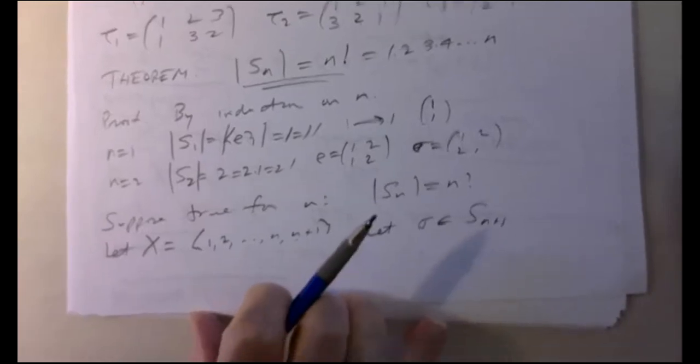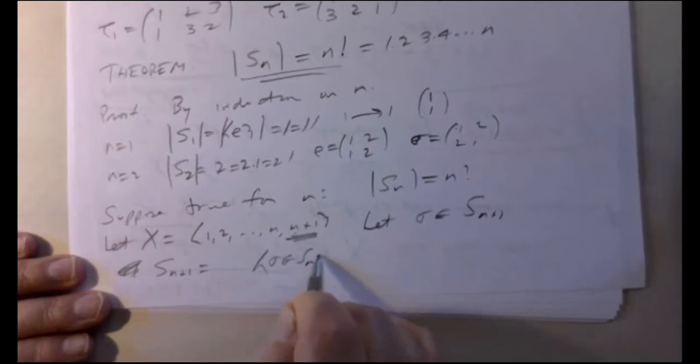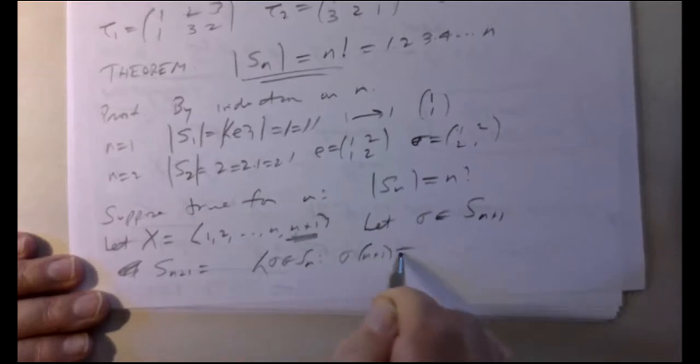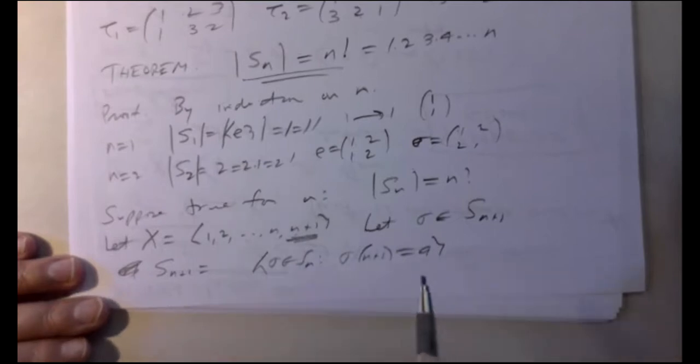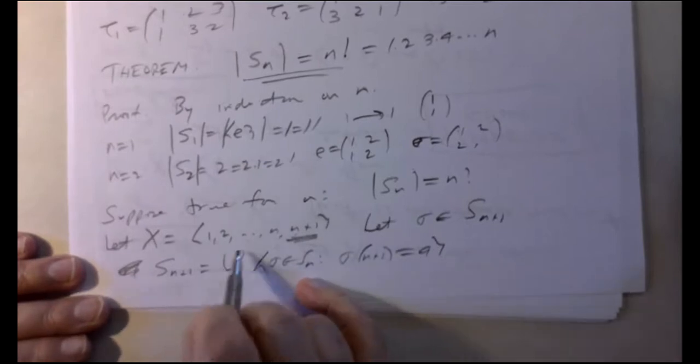So suppose we let sigma be some permutation in this set. In particular, we can divide the permutations up depending on where n plus 1 gets sent to. So S_{n+1}, you can look at all permutations where sigma of n plus 1 is equal to some number A between 1 and n plus 1, and take the union of this as A goes from 1 to n plus 1.